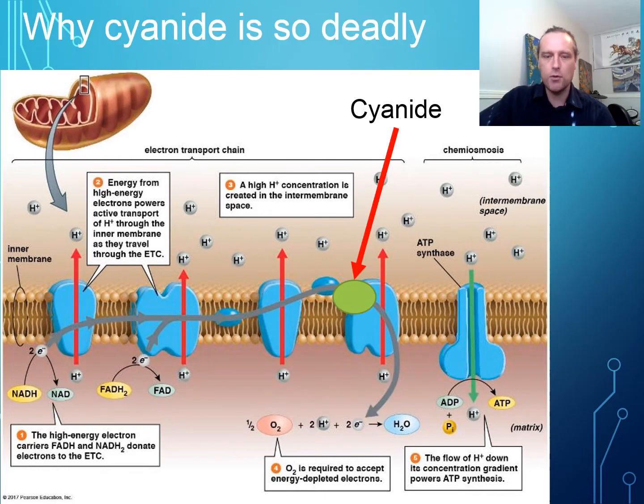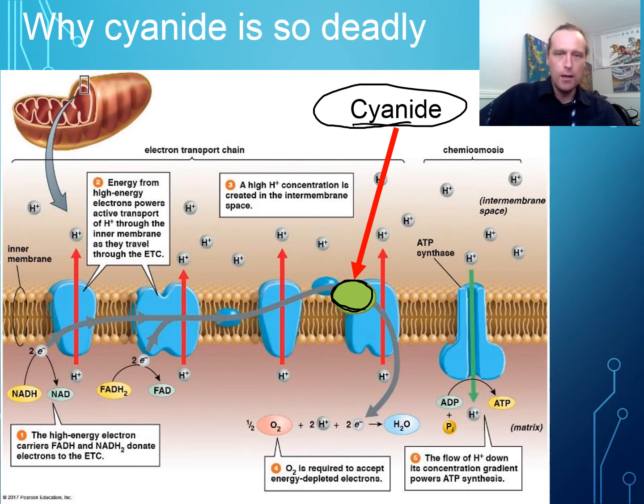Why cyanide is so deadly. Cyanide, even in very small amounts, causes death. Why? Because all cells must produce a large amount of ATP or they die really rapidly. So here's cyanide. I've added it to the electron transport chain. Cyanide binds to one of the transport proteins that is moving these electrons along the transport chain. And when it binds, it basically causes an electron traffic jam.